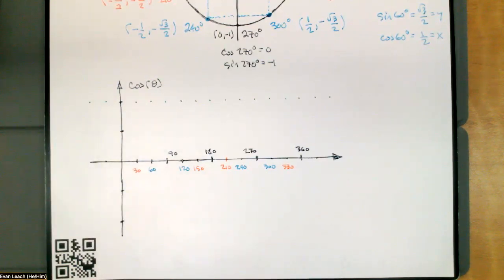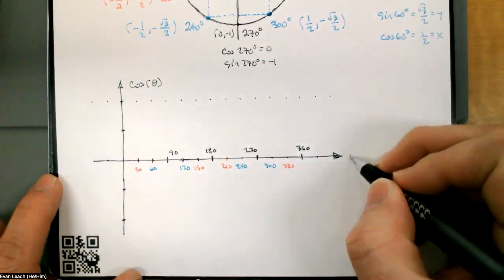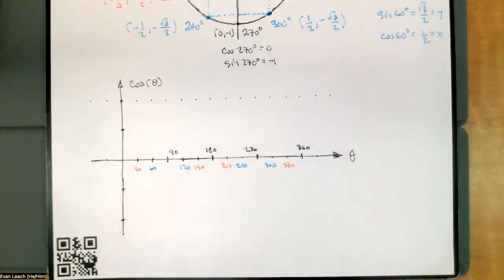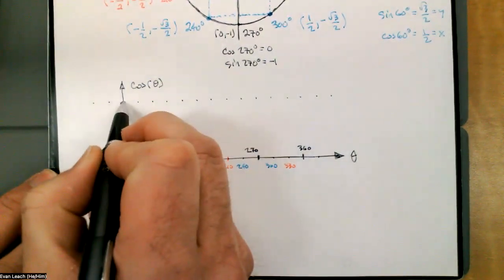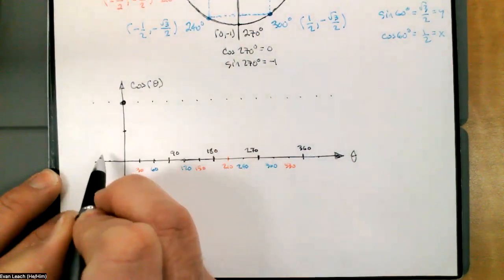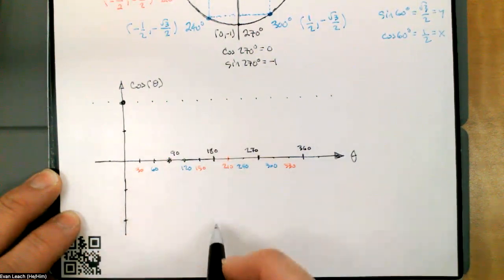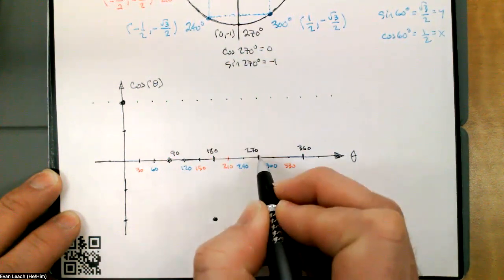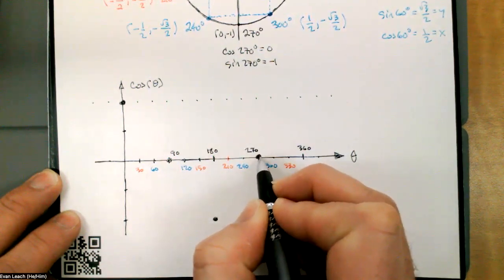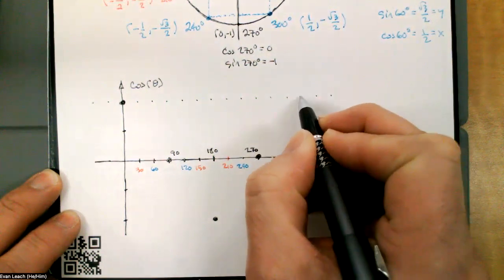Anyway, let's draw the graph of cosine of theta at each of the quadrants. Cosine of 0 is equal to 1. So I'm going to plot a point there. Cosine of 90 is equal to 0. Cosine of 180 is -1. Cosine of 270 is 0. Cosine of 360 is back up to 1.